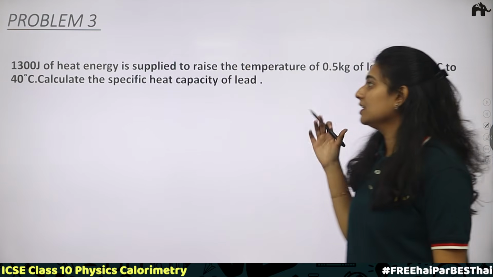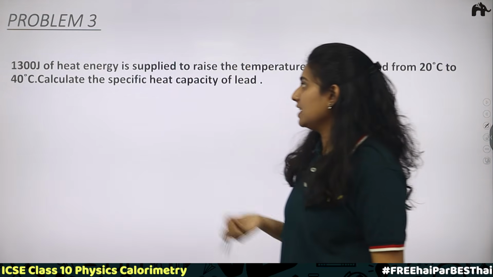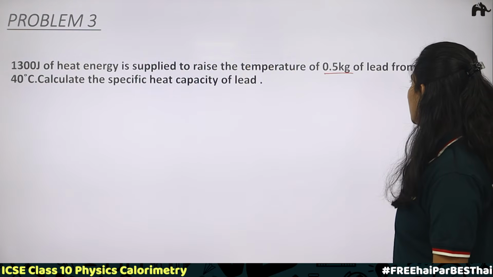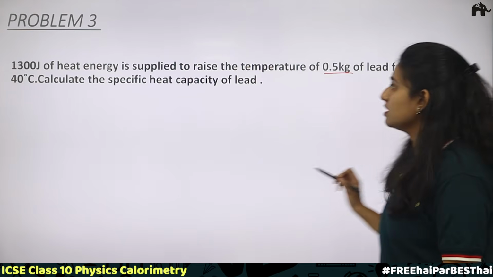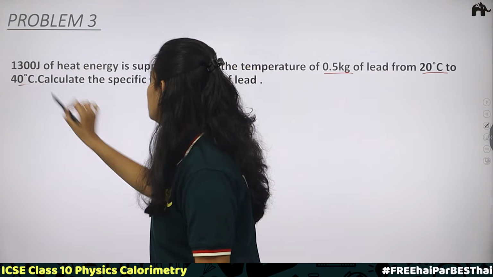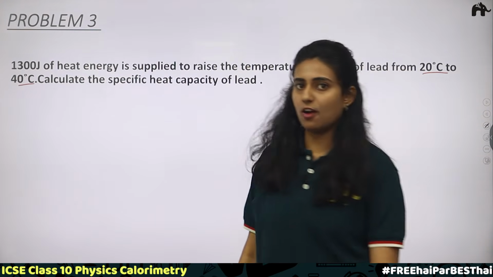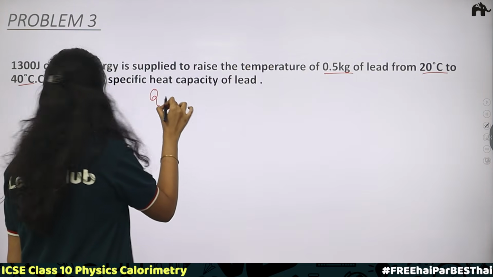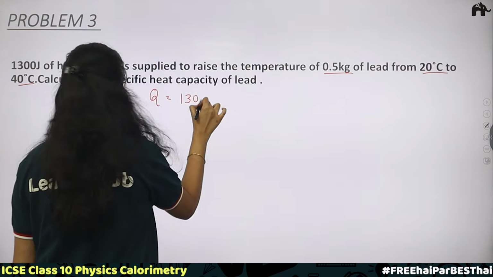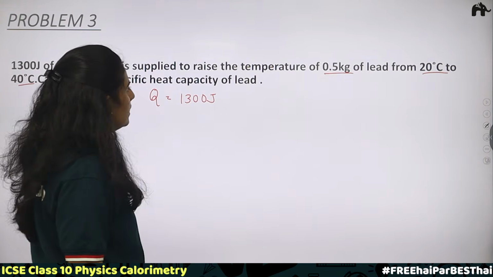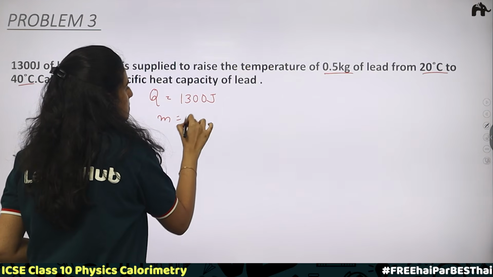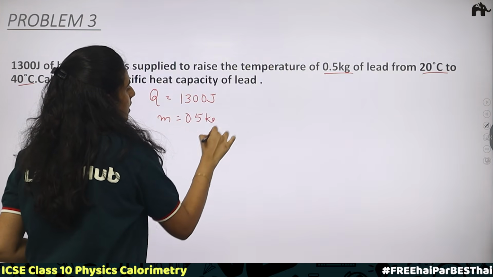Problem number 3. 1300 joules of heat energy is applied to raise the temperature of 0.5 kg of lead from 20 degrees Celsius to 40 degrees Celsius. Calculate the specific heat capacity of lead. Here it is given that the heat energy Q is equal to 1300 joules. Then what else is given? Mass is given. Mass M is 0.5 kg.